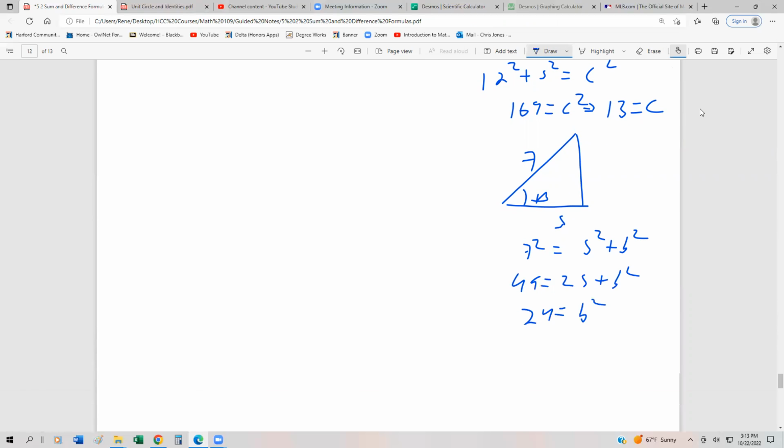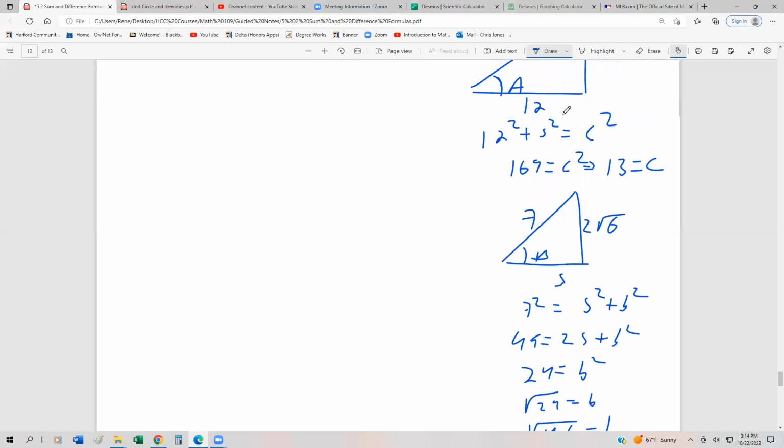And so unfortunately for us, we get the square root of 24, which isn't a perfect square. But remember, 24 we can write as 4 times 6, and that should be equal to not b squared, but b. And so we can write this as 2 roots of 6 is equal to b. Okay, so 2 roots of 6. All right, so now we're all set to be able to work with our sum and difference formulas for this.